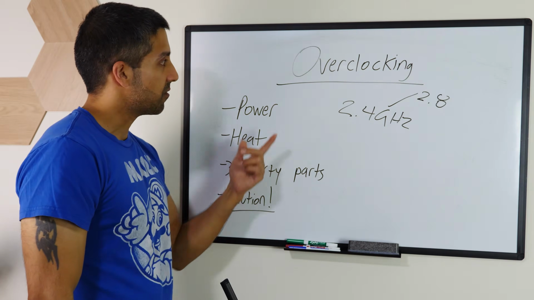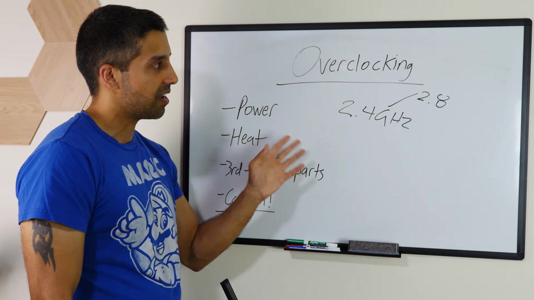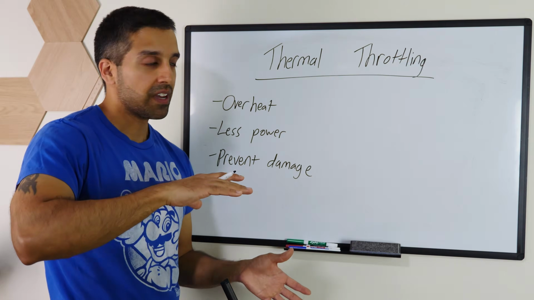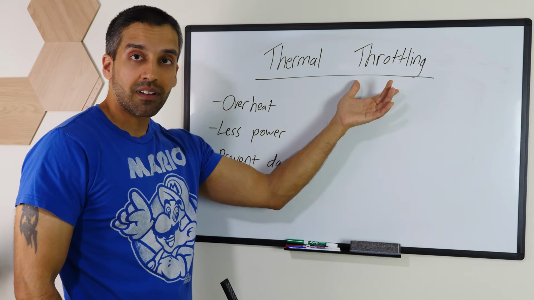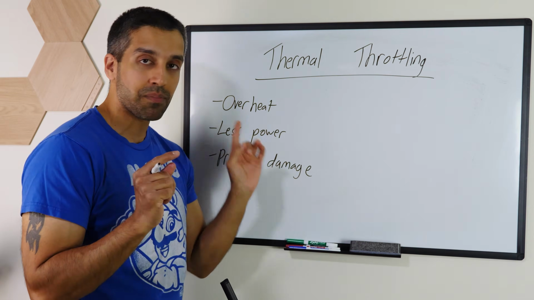So exercise caution if you do want to go this route, okay? Because it's something you're doing manually. You don't have to, but you can do this to make your processor go faster. On the opposite spectrum, you have something called thermal throttling. This actually does the opposite. It will slow down your processor, but it is important.